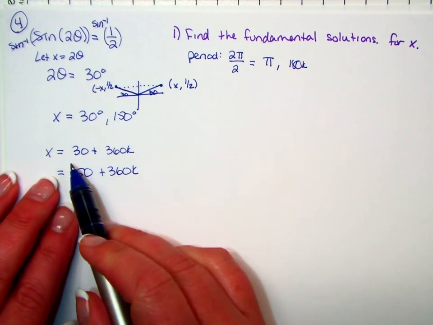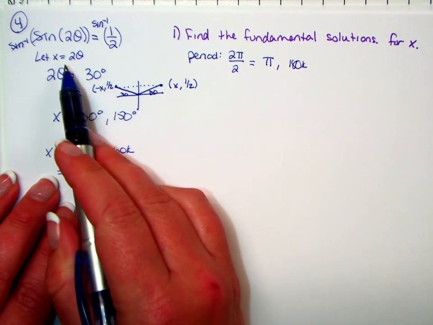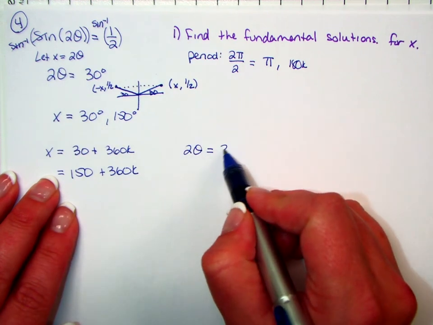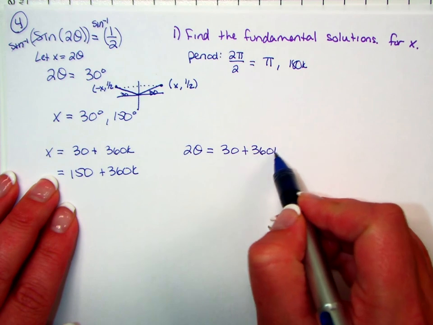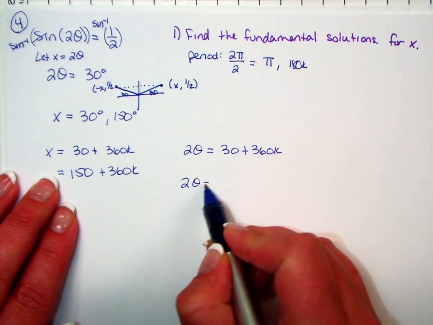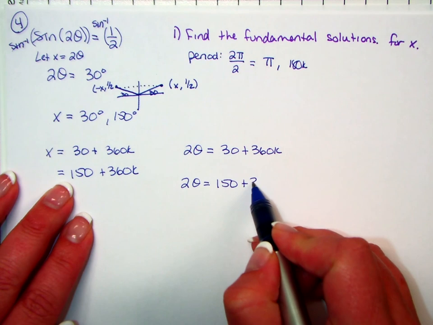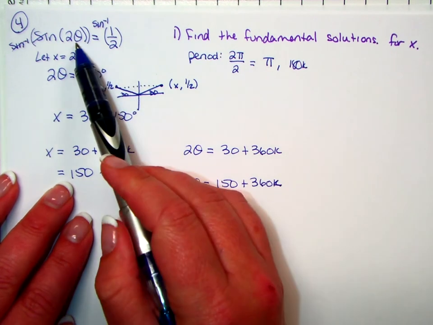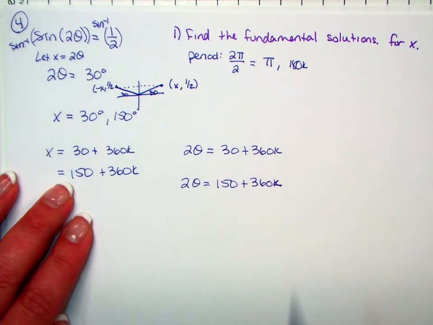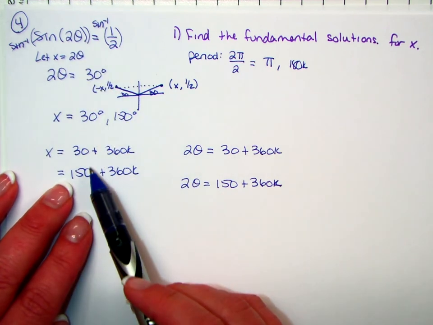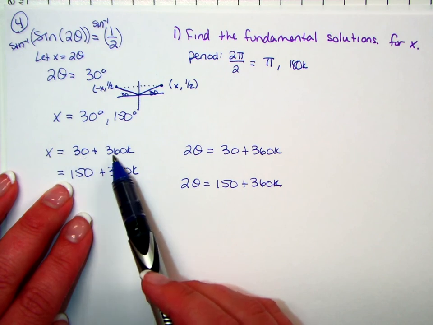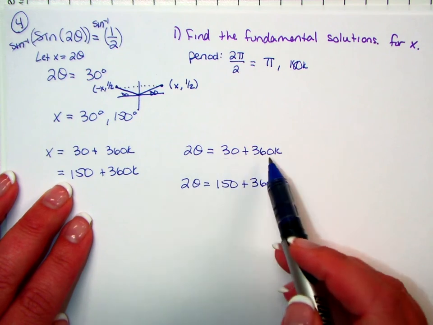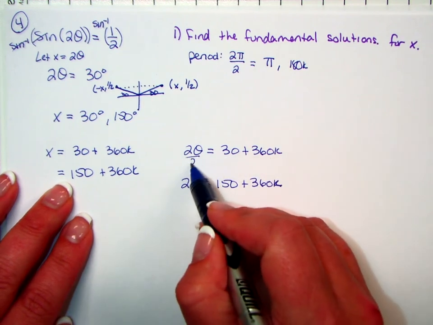But remember, we're not trying to solve for x, we're trying to solve for 2 theta. So I'm going to make this substitution back, right? I get 2 theta equals 30 plus 360k. I'm going to leave a space here. And I get 2 theta equals 150 plus 360k. Right? So if your function is a double angle or has some other period other than 360, find the fundamental solutions for x first with the normal period and then switch it. Right? So if I wanted to solve this for theta, I need to divide both sides by 2.